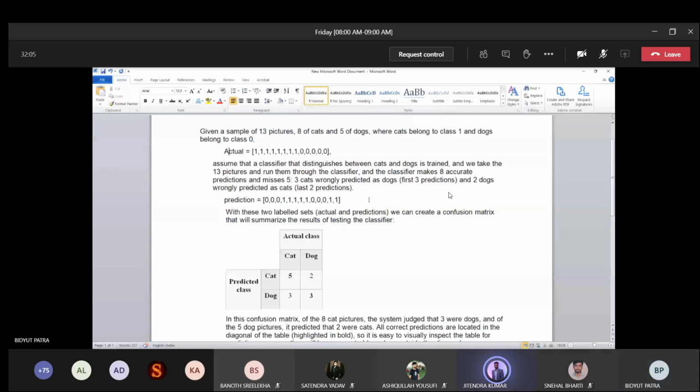Yes, sir. If it is yes, then we need to draw the confusion matrix. So how do you do it? We'll draw the confusion matrix. Row-wise is the predicted class and column-wise is the actual class. Cat is considered the positive class and dog is the negative class. Here you can give the names positive class and negative class.